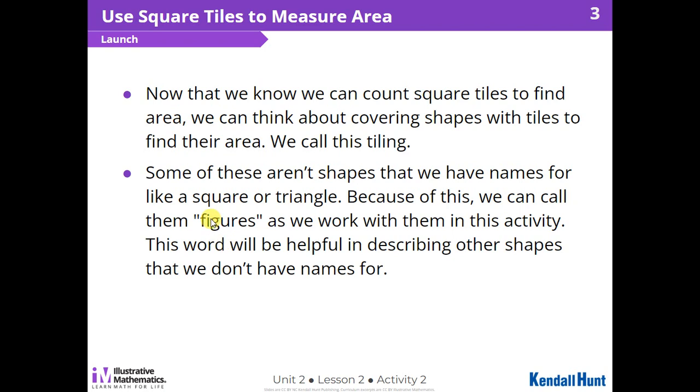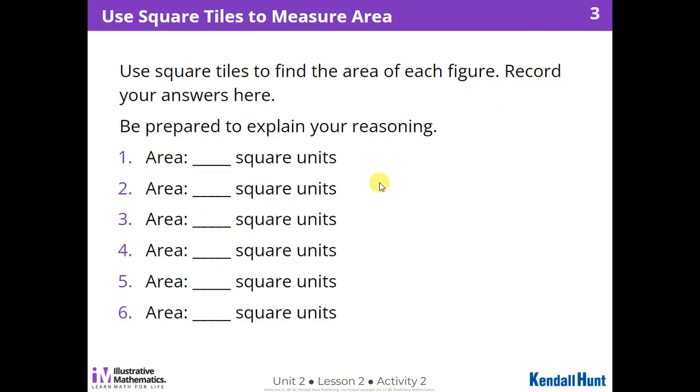Like for example, they are saying which word would you use if there is no square, triangle or rectangle, so you will use figures instead. So these are guidance. And then they will have this activity. It will be a virtual activity. Use square tiles to find the area of each figure. Record your answers here. So let me show you here.